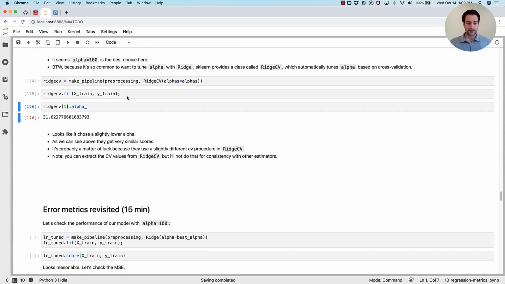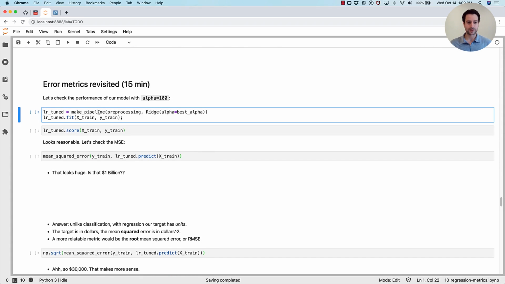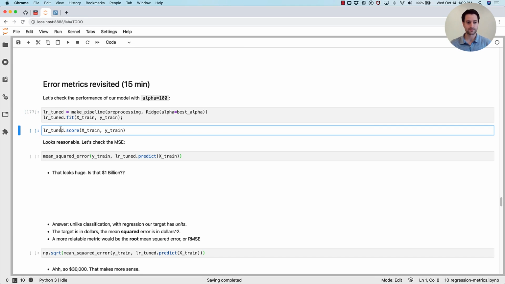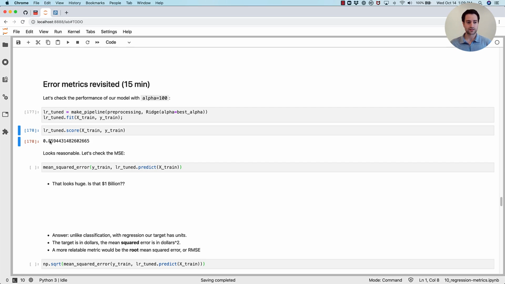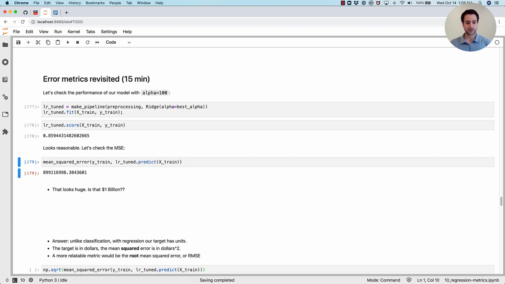Okay, that's that. Now back to error metrics. So we talked a bit about error metrics in the first half. We talked about mean squared error, R squared. And so let's go with our linear regression model with alpha equals 100. We can get a training score of 86.86. That's an R squared. We can also get a mean squared error.